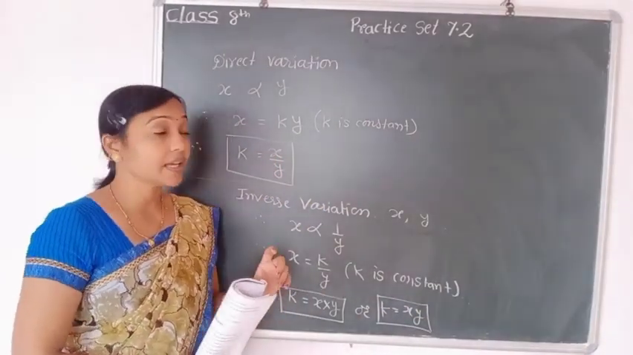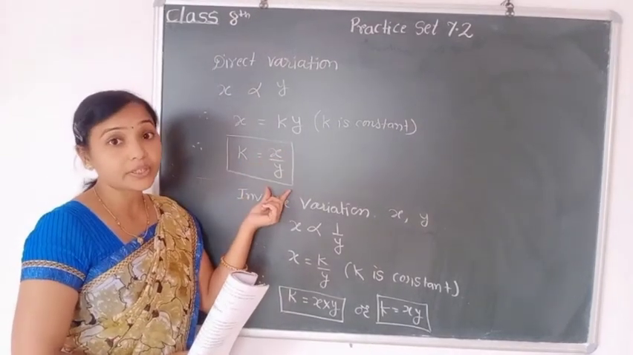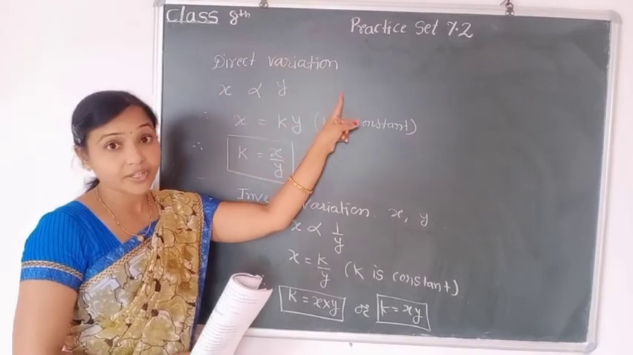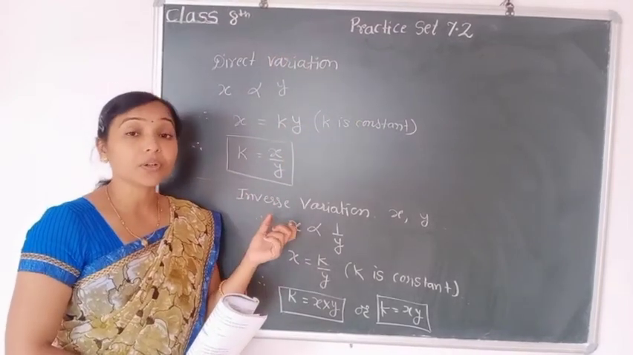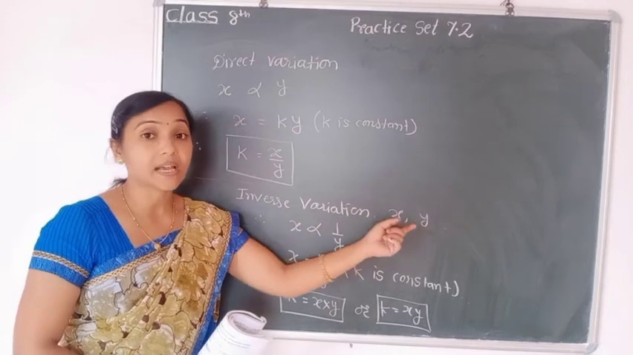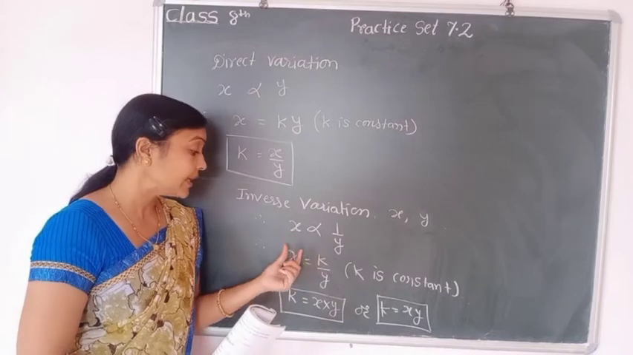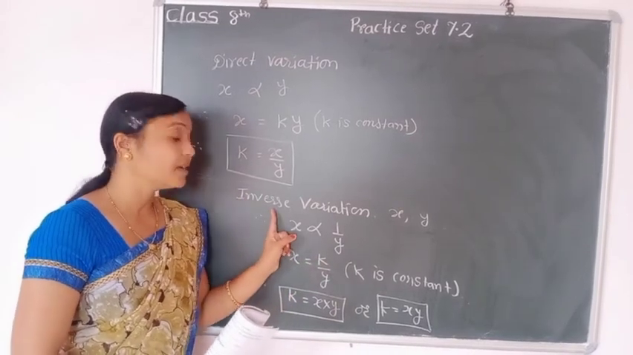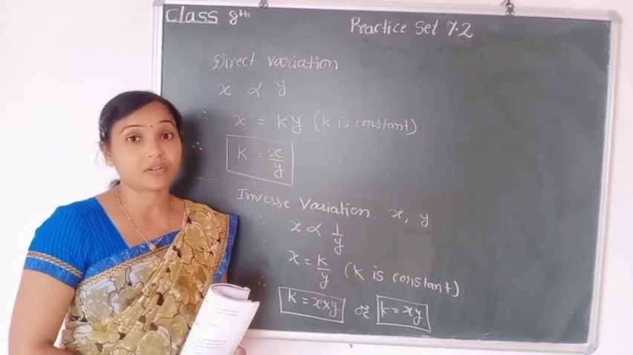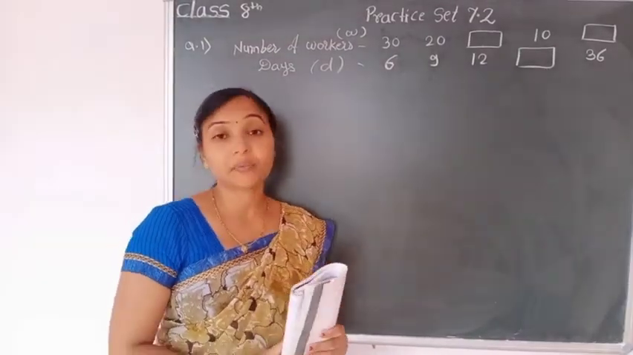Remember this thing: when the value of constant is the ratio of these two quantities, then that is direct variation, and whenever the product of these two quantities is constant, then this is the example of inverse variation. Okay. Now we start practice set 7.2.